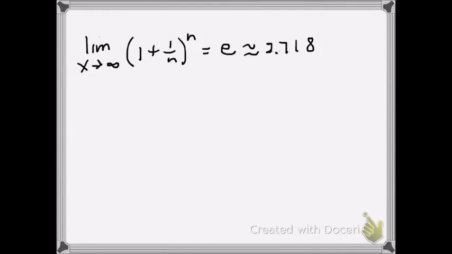Now if we take the limit as n gets bigger and bigger of this expression 1 plus 1 over n to the nth power, we will approach a number we call e, which is approximately equal to 2.718. And this is an irrational number. It's a non-repeating and non-terminating decimal. We use e for many of our applications.